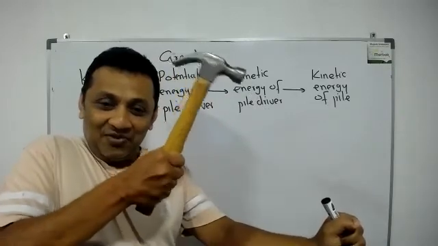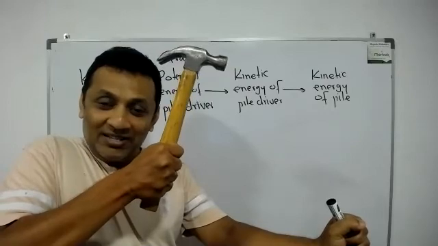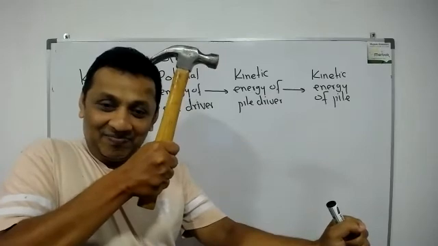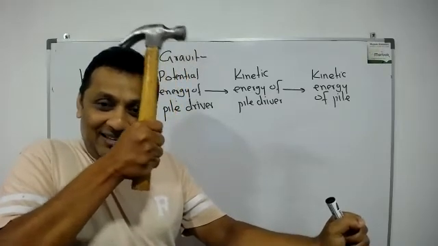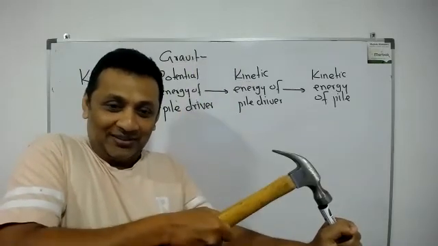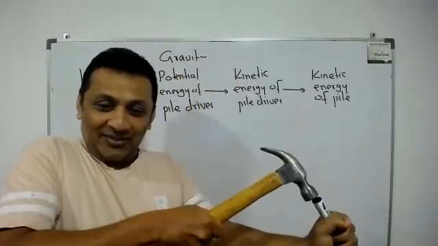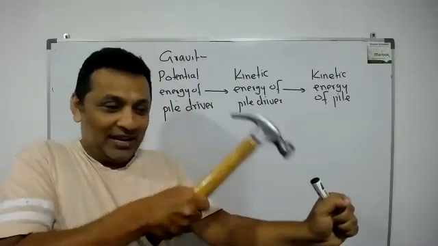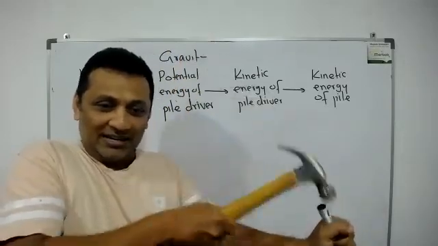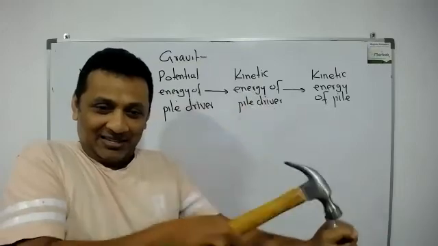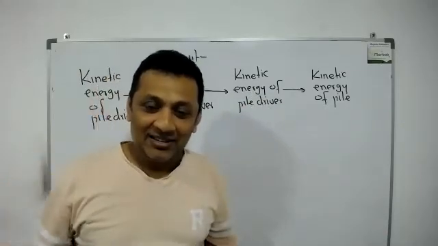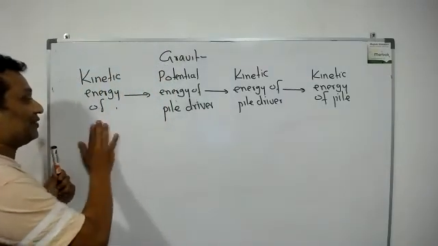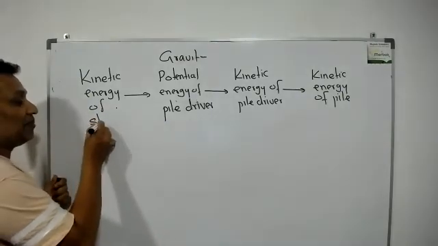Kinetic energy. Finally, it stays here. What is the energy? Potential energy. It is moving down. What is the energy? When it moves down, the nail is moving in. So it is the kinetic energy of the sledgehammer.